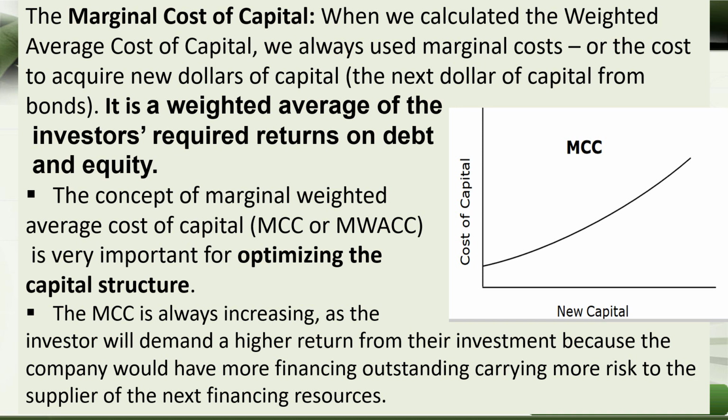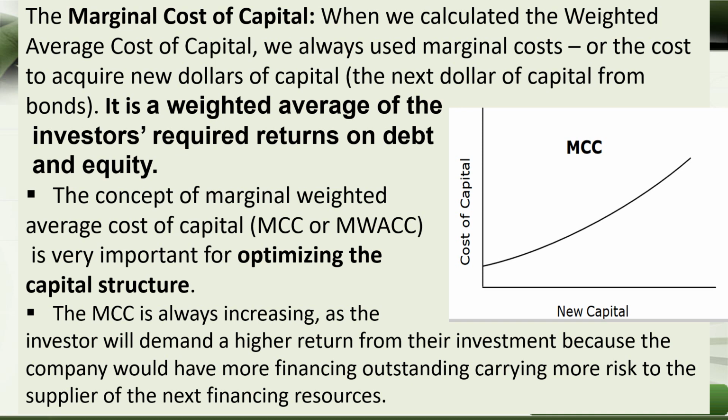So the next dollar of capital from bonds. It is a weighted average of the investors' required return on debt and equity. So given by this flow diagram. The concept of marginal weighted average cost of capital, or we call it MCC, is very important for optimizing the capital structure. So when we calculate it, then we can decide whether we can increase this way with this cost or not. If we make changes in structure, the marginal cost of capital analysis has to be done.